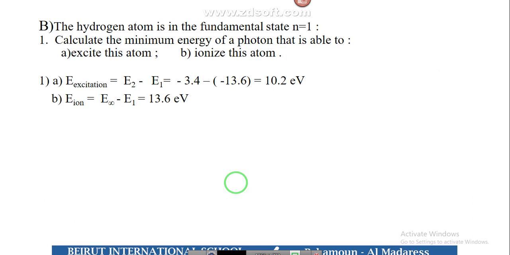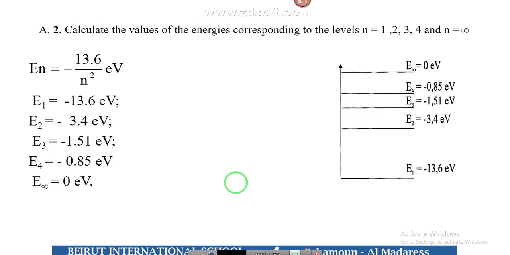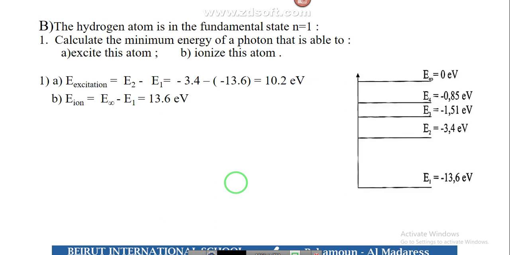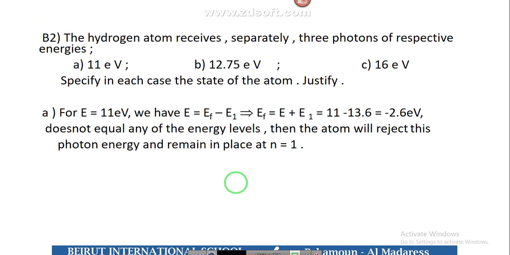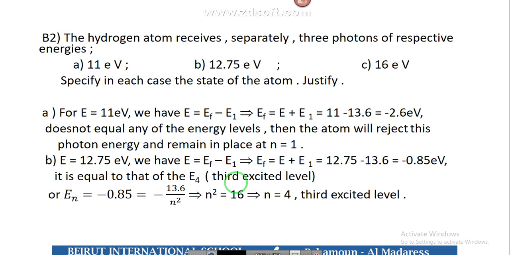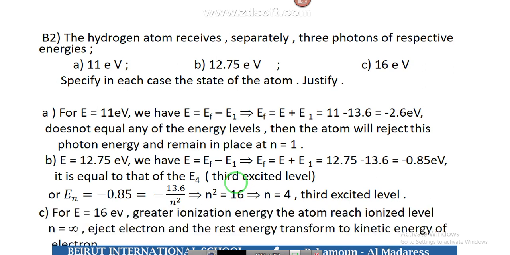Referring to the second question, none of these is equal to minus 2.6 electron volt, then we have to neglect this energy. In part B, we are given that E is equal to 12.75 electron volt. We have that E equal E final minus E1 implies E final is equal to E plus E1 equal 12.75 minus 13.6 equal minus 0.85 electron volt, which is equal to E4 found before. Another way of solving it, if we didn't find them before, is stating that En is equal to minus 0.85 electron volt, and using the formula we get that n equal to 4.